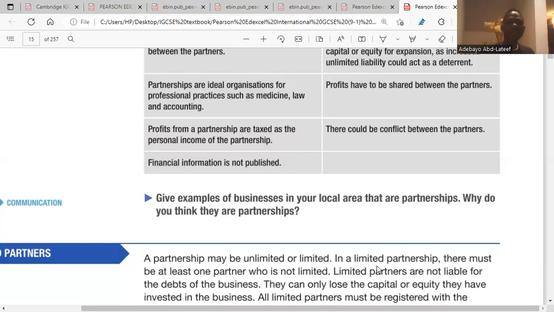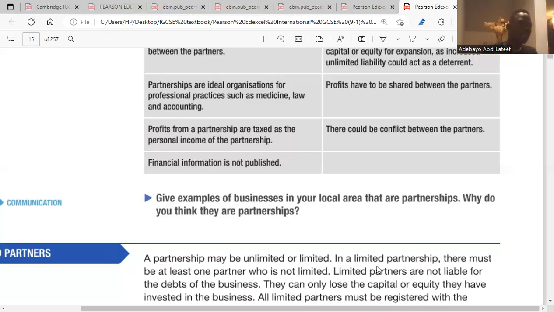as the personal income of the partners. So the advantage here is that the taxes paid will be based on the partnership business. It is income tax, which means taxes are less. You're not going to be taxed on profit. You'll be taxed on the income. So it's just going to be like taxing an individual.